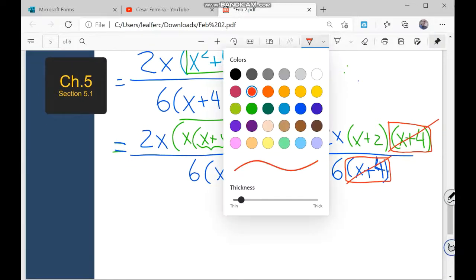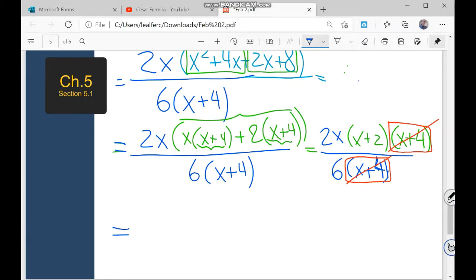The answer is going to be, well, first check if you can simplify the coefficients. 2 and 6. We can divide 2 by 2 and 6 by 2. So 1 over 3, right? The variable x, there's nothing on the bottom that we can simplify, so keep x. And x plus 2, there's nothing at the bottom that we can simplify with x plus 2, just keep x plus 2. And that's the answer. That's the right answer.